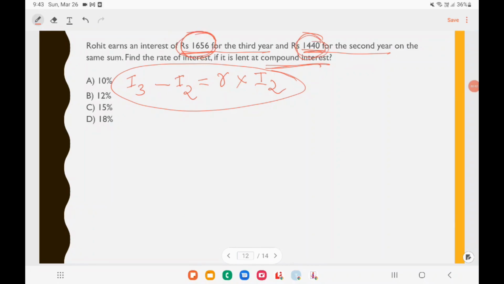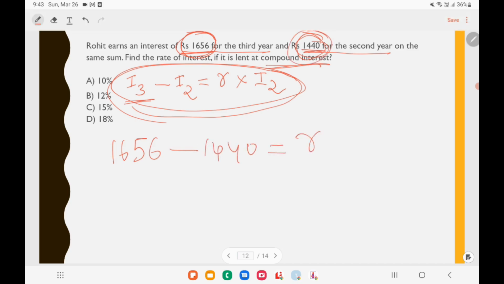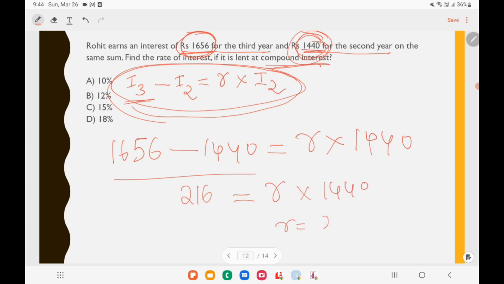So let us solve this question by using this concept or using this formula. Here the interest in the third year is 1656. So 1656 minus the interest in the second year, 1440, is equal to rate into the interest in the second year, that is 1440. If you subtract, you will get 216. So 216 is equal to R into 1440. So R is equal to 216 divided by 1440.